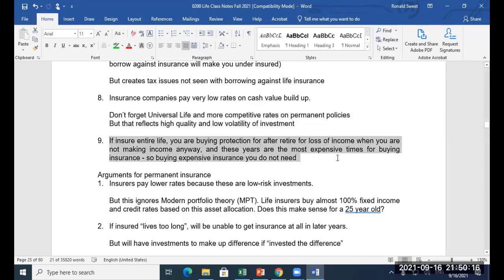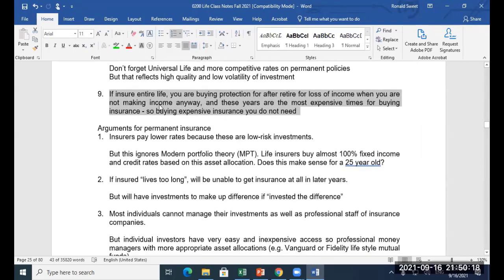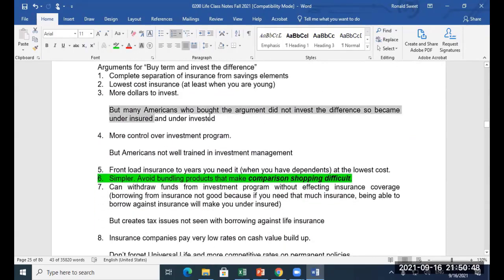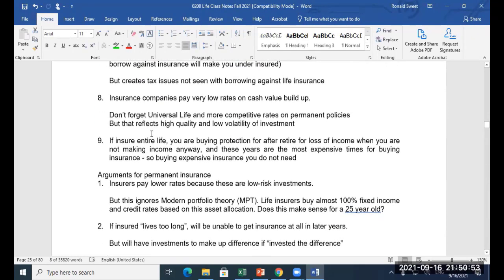If you insure your entire life, you're buying protection for after you retire. Well, after you retire, do you need life insurance? From their argument, you're buying life insurance to cover your lost pay. And if you're not getting paid anymore, why would you have life insurance? Now, the other side is going to argue against that. So when you buy whole life, you're buying insurance to cover something you don't even have anymore, which is income after you retire. So that's a waste of money. So those are the arguments that they had on their website. I kind of confused it by putting these editorial comments in there, but I just wanted to show you there are arguments on the other side.